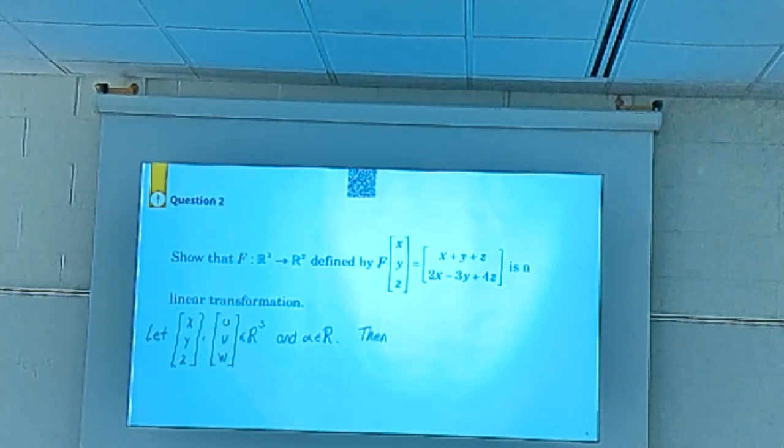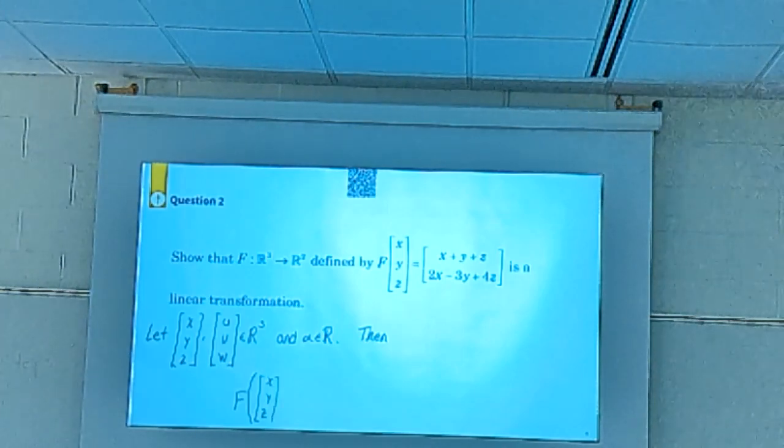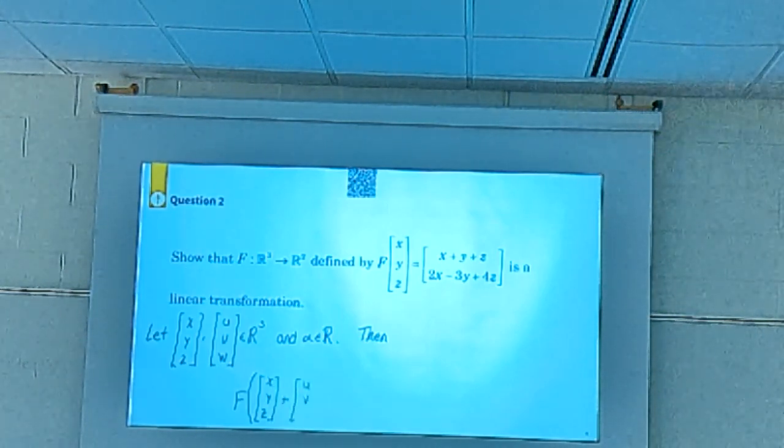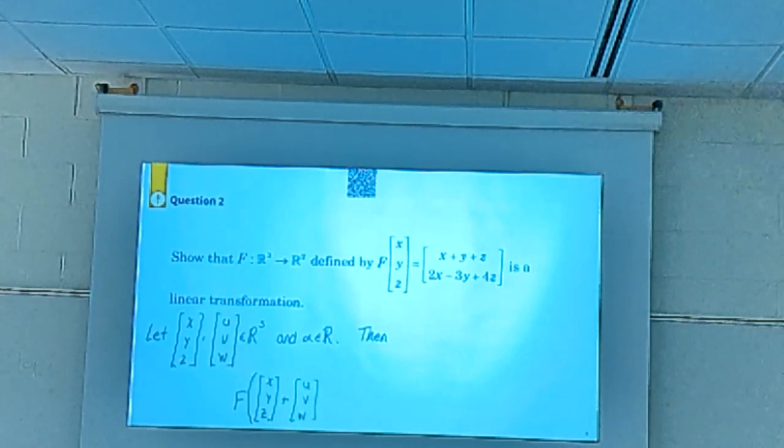Do we have enough room? Yeah. So start with the sum. We want to show that the transformation of the sum is the sum of the transformations.